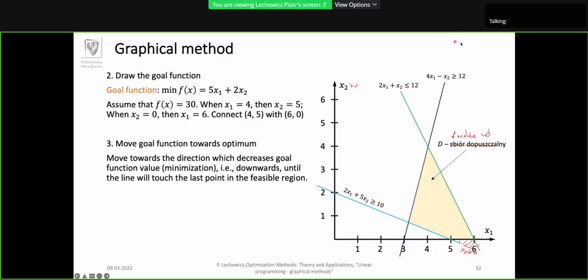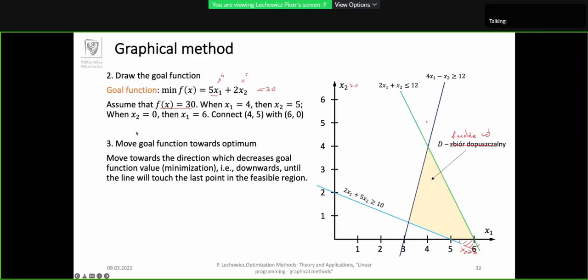So this is our goal function. We want to minimize 5x1 plus 2x2. So first of all, we should assume certain value. Let's assume that our goal function is equal to 30. If it's equal to 30, what are the values for these variables? We are finding 1 point, so we assume that x1 is, for example, equal to 4. Here we have 20, so 20 plus 10, so x2 has to be equal to 5, right? So we have 1 point, 4, 5, somewhere here. It doesn't matter, it's outside the feasible set.